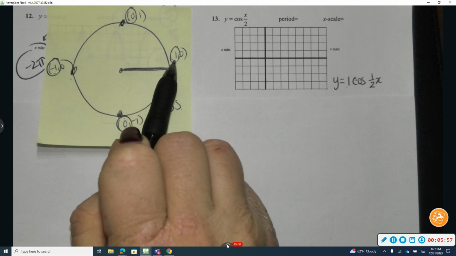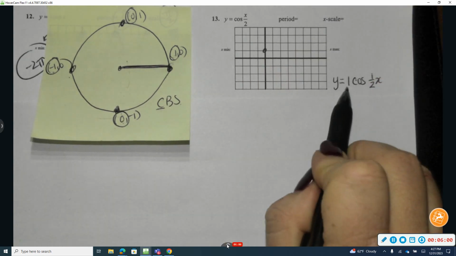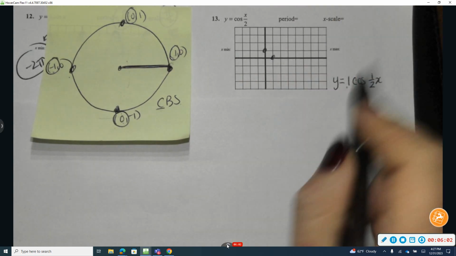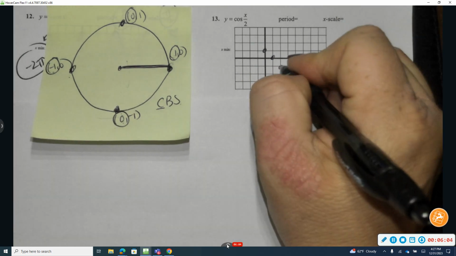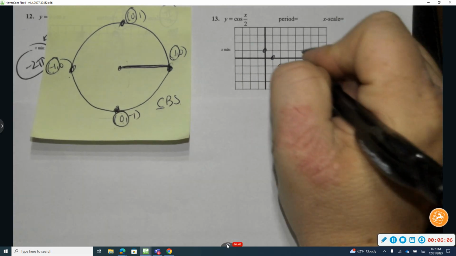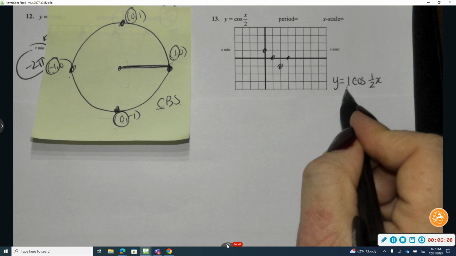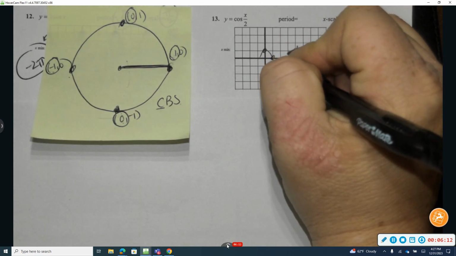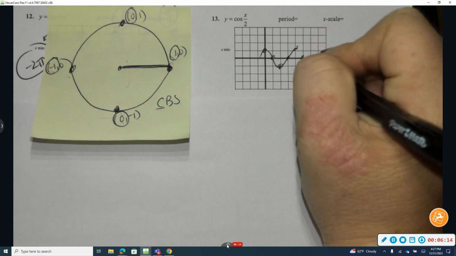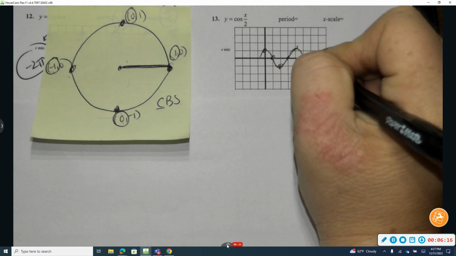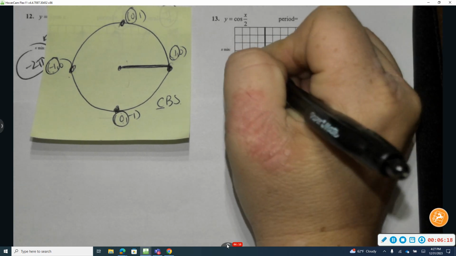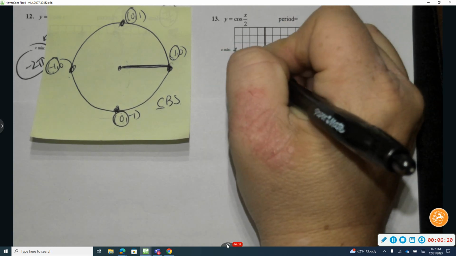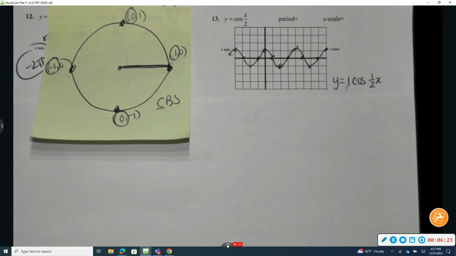So 1 times 1 is 1, 1 times 0 is 0, 1 times -1, 1 times 0 for step 3, and to finish out step 4, 1 times 1 is 1. So this is one cycle, and I'm going to continue that pattern of that wave curve, down and then up. Make sure you're making your dots to make an accurate sketch.